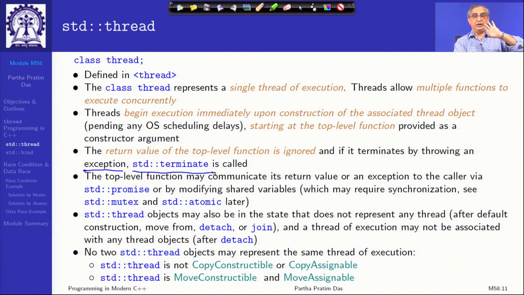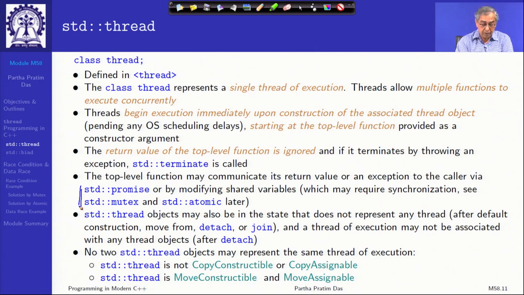So, if any of the threads throws an exception, then the entire program will be terminated. So, you will have to control that within the thread. There are mechanisms for communication of the return value, which we will see subsequently. But the most important thing is that a thread may not always have a function associated with it to execute.